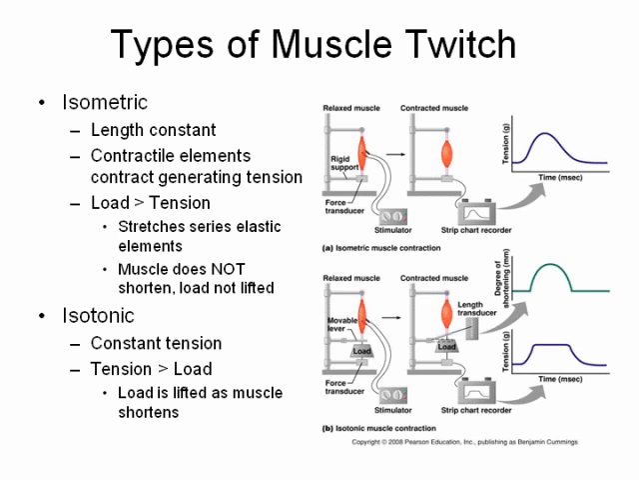So let's look at these types of muscle twitch. Isometric means that the length is constant. Think about meter stick, and iso means same. So we're maintaining the constant length of the muscle. In this case, the contractile elements are contracting, generating force, but they have not generated tension that exceeds the load. The load exceeds the tension. So all we're doing is stretching our series elastic elements, stretching the titin, the tendons, the connective tissue. The muscle does not shorten. The load is not lifted.